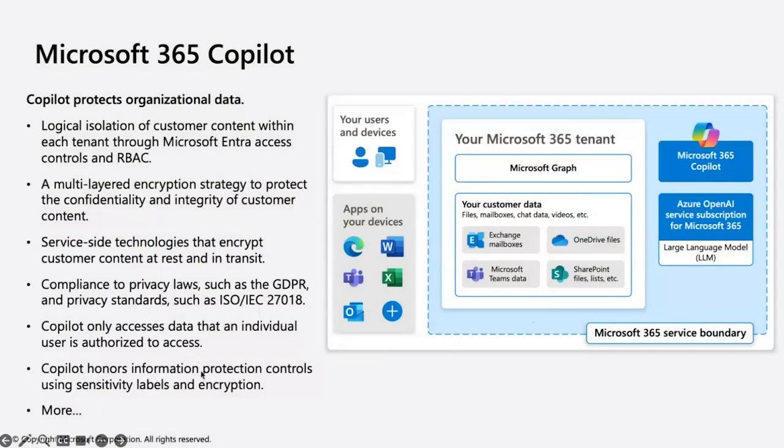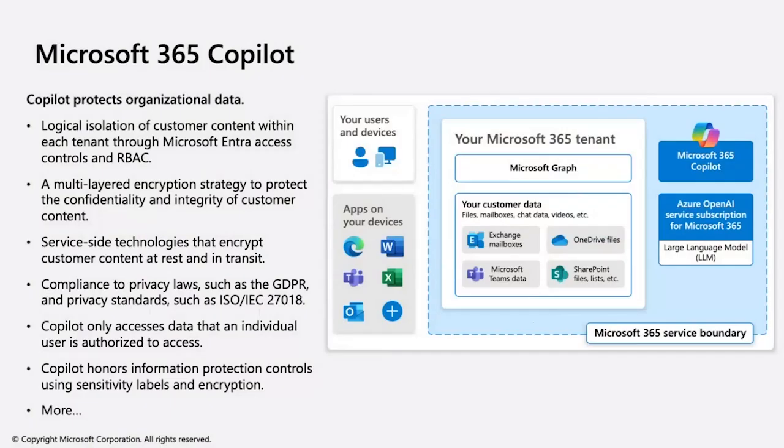So Copilot honors information protection controls using sensitivity labels and encryption. Everything is in place, and there's no violation of any rule or any kind of restriction. So this is a great approach that Microsoft has implemented. Copilot is very powerful, but it does not mean that Copilot will start misusing its power and providing information that is not allowed to a user. It will never do that.